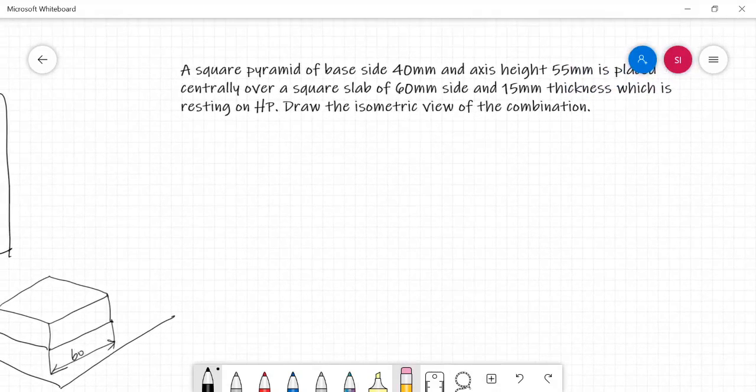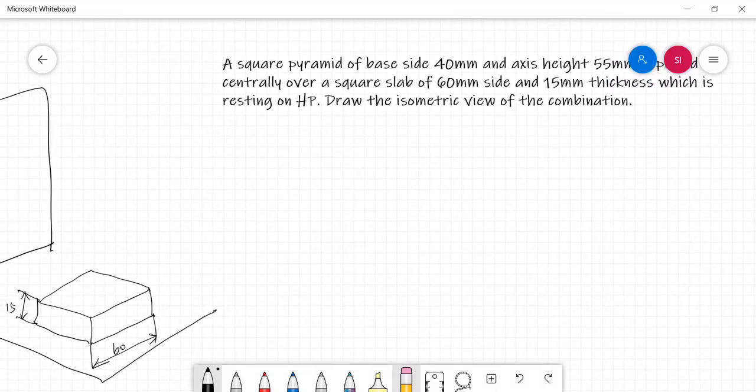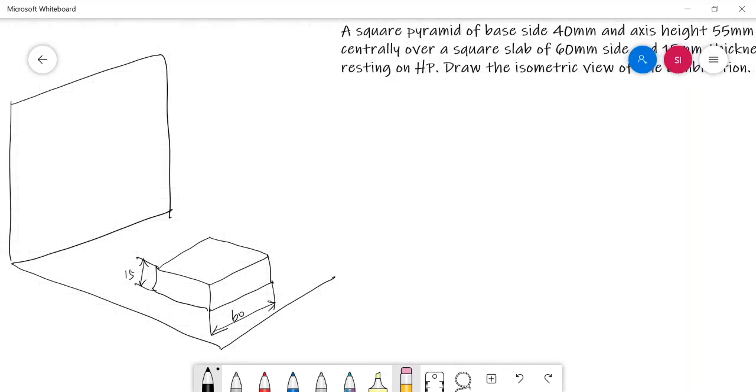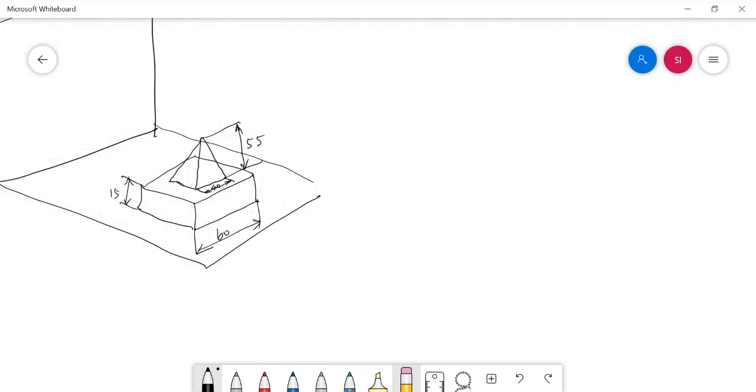The top solid is also a square based solid, a square pyramid with a 40 mm side and 55 mm axis height. It's placed centrally over the bottom solid. The base side of the top solid is 40 mm and the axis height is 55 mm. So these are the solids which we are going to draw.